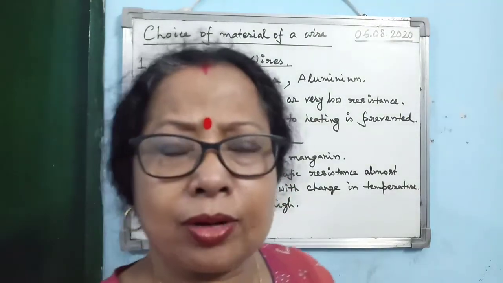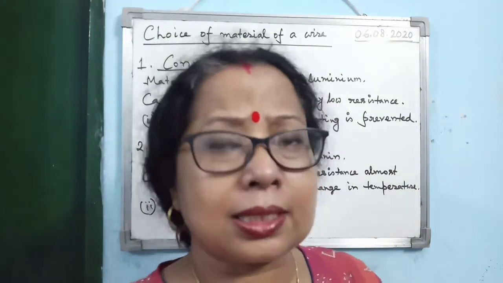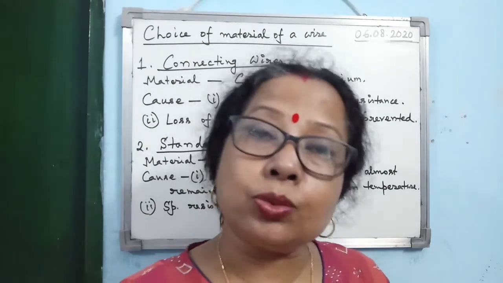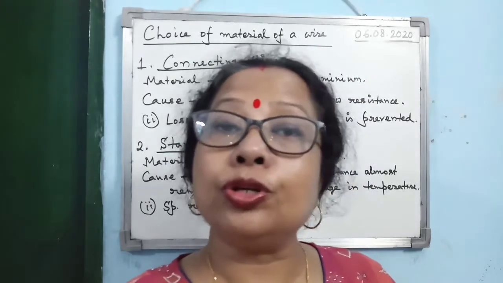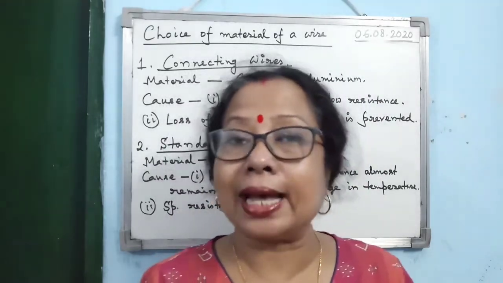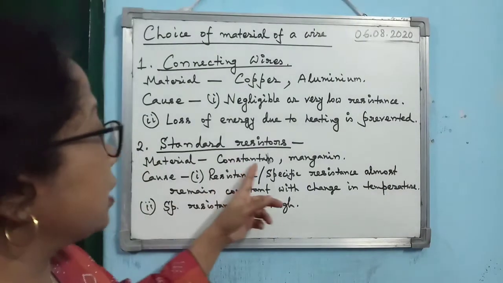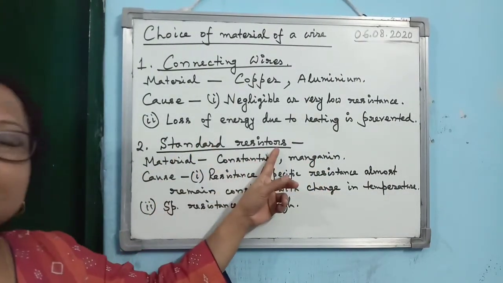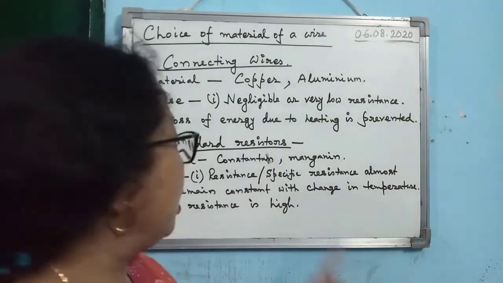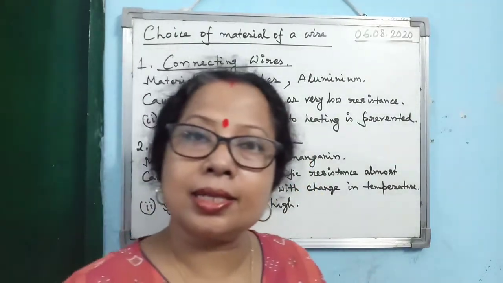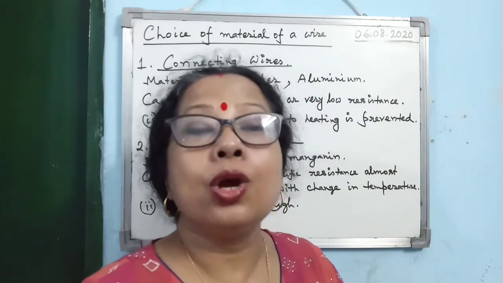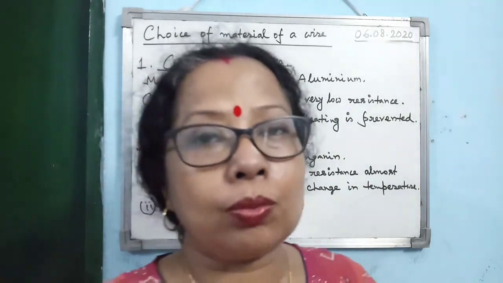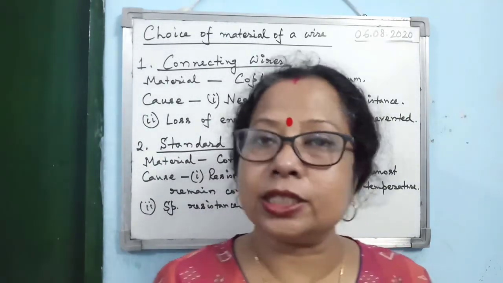Then the second one, for making standard resistors. Standard resistance, we use it in the practical classes in the physics lab. Standard resistance means one whose resistance should remain constant throughout the time when you use it in any experiment. That's why, what is the material chosen? Constantan and manganese. Already in the resistance topic, I discussed it. Why constantan and manganese? Because their resistance remains almost constant with change in temperature.